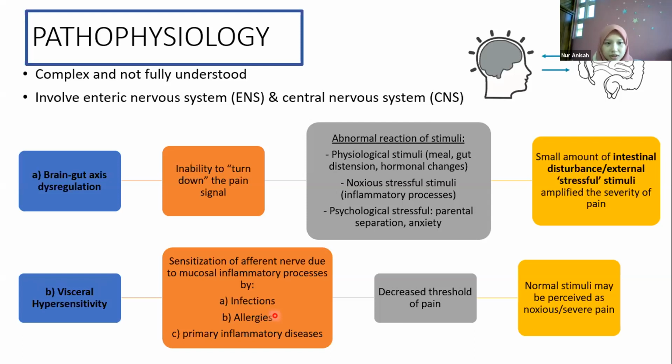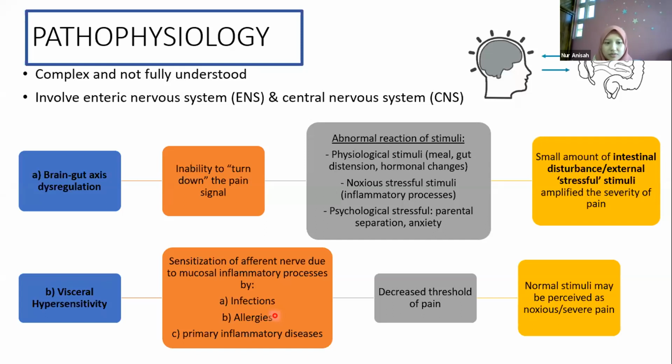So for the first theory, the brain gut axis dysregulation, the brain has an inability to turn down the pain signal. And so the gut has an abnormal reaction to stimuli, whereby a normal human will have a normal reaction to it. However, in the patient with FAP, they have an abnormal interpretation of the stimuli, such as physiological stimuli like meals, gut distension or hormonal changes, or noxious stressful stimuli like inflammatory process. The most important part is psychological stress, like parental separation and anxiety. So all this small amount of intestinal disturbance or external stressful stimuli will amplify the severity of the pain, and the patient or the child might have a low threshold of pain.